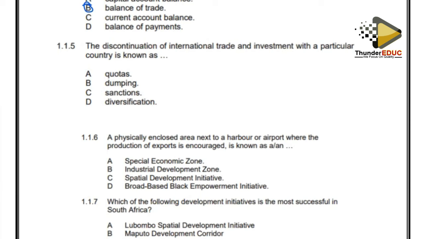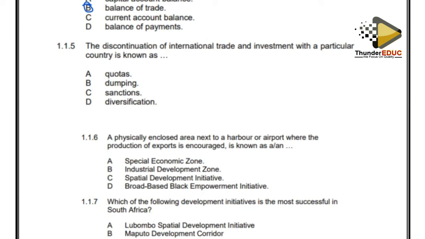So when it comes to international trade, it means there is buying and selling of goods and services between countries. When we say between countries, it means we are talking of two countries. And that trade is called bilateral trade. Bilateral trade is when two countries are buying and selling goods and services between them. And also we have what we call multilateral trade. Multilateral trade is when more than two countries buy and sell goods and services amongst one another.